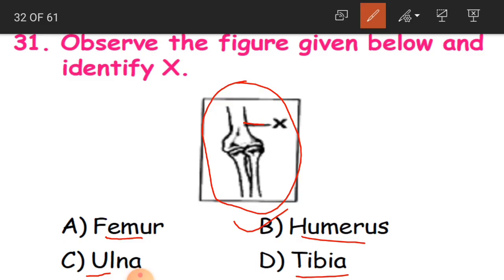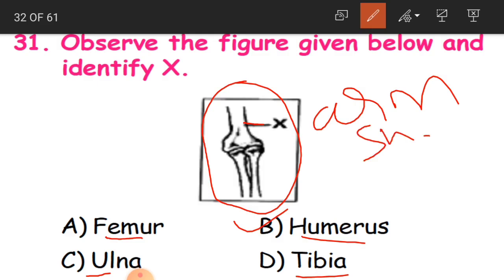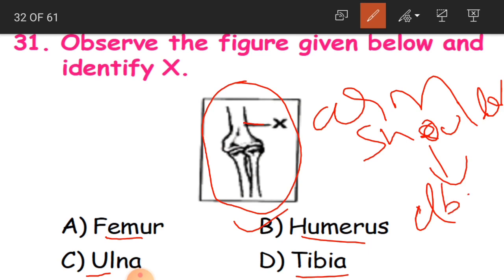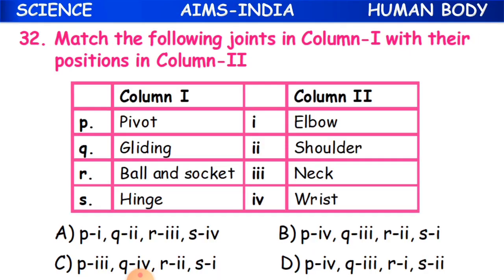So this is a long bone, children, the long bone which is in the arm, and it runs from the shoulder to the elbow. So we call it humerus, okay children. Now we'll go on to the next question.